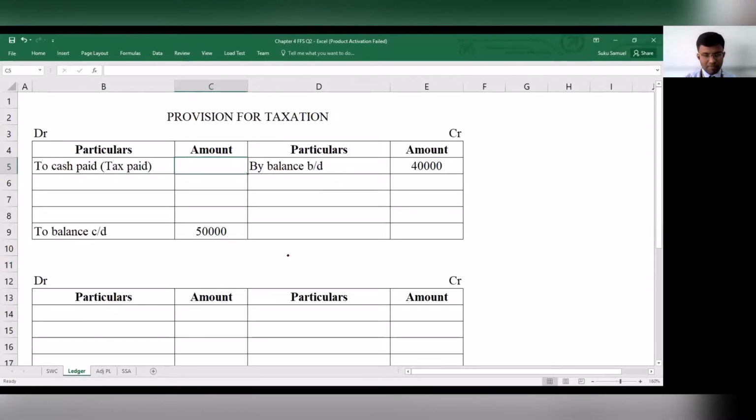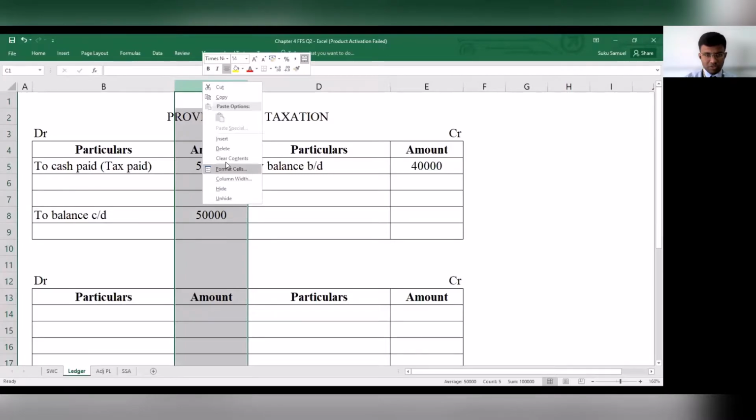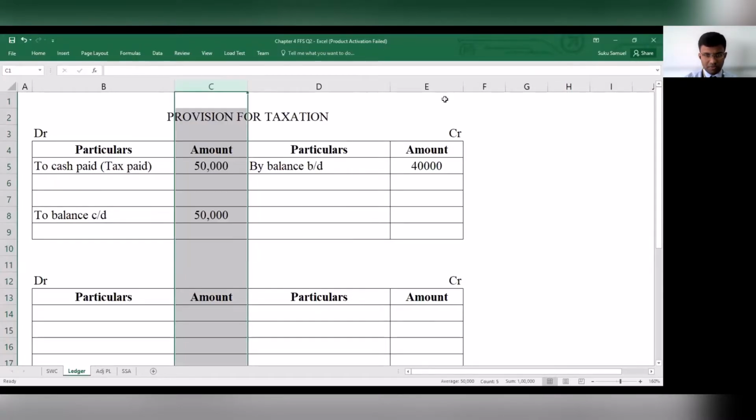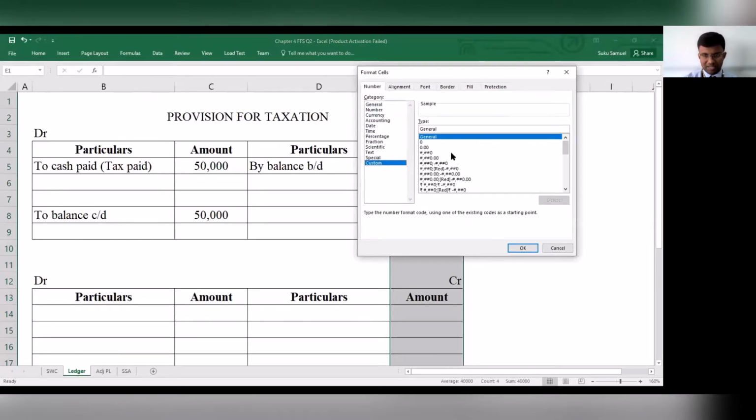And what is the amount? The amount that you have paid as tax is 50,000. So that has been considered. Let us see if there are any other items that we have to consider. There are no other items that we have to consider, which means we will have to balance out the ledger account.